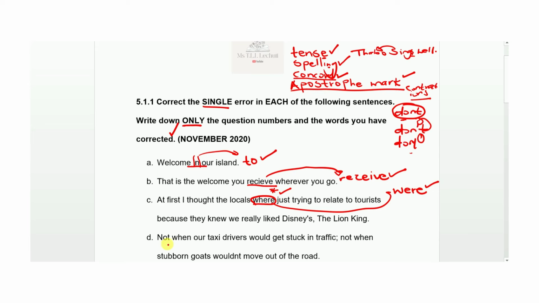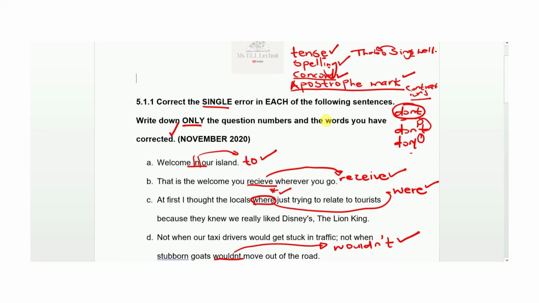And then the last one, remember, you'll only be given 4 sentences in English. "Not when our taxi drivers would get stuck in traffic. Not when stubborn goats wouldn't move out of the road." Now, we check tense, we check spelling. When I check spelling, all the words are spelled correctly. Concord, the sentence does flow. Now, I realize something here. We've got the word "wouldnt", and you can note that this word is not even punctuated. So the problem here is the contraction and the absence of the apostrophe mark. So you change it to "wouldn't" by adding your apostrophe mark. There's your error that is being corrected.